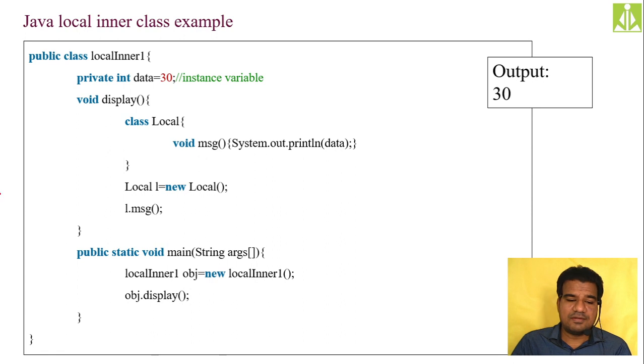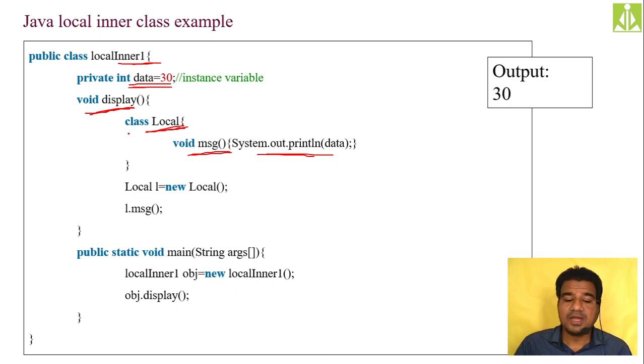So over here, I have given the name LocalInner. You can give any name over here. Then I am taking the private data member 30. Then I am taking the display method. Inside this display method I am creating a class with the name Local, and a msg method, and inside that message I am accessing the private data member.